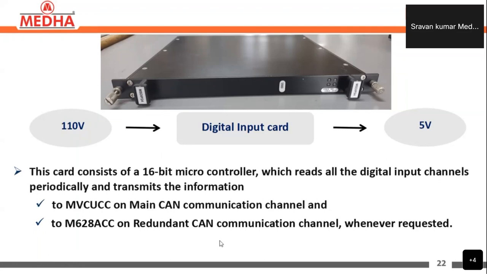and which reads all the digital input channels periodically and transmits the information to MVCUCC, the main control card, on the main CAN communication channel, and to MACC, that is the auxiliary control computer, on the redundant CAN communication channel, whenever requested. Under the cases of main communication channel failure, the ACC comes into the picture and the redundant CAN communication will be done here. So this is about the MDIP CAN.